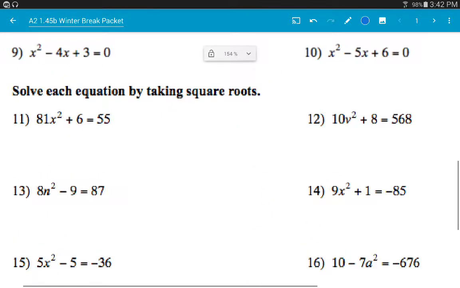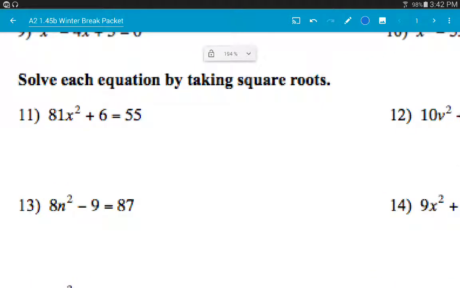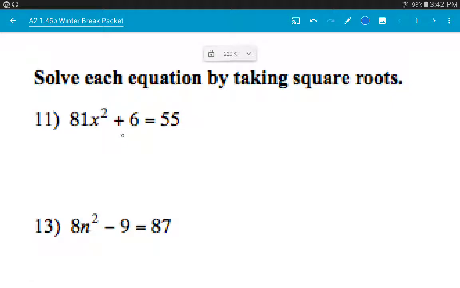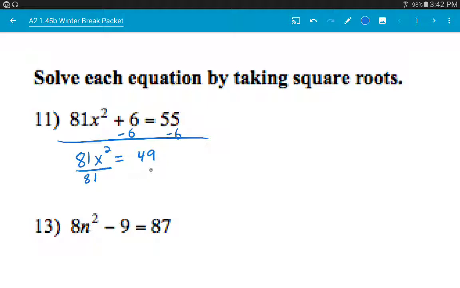The next section, solve each equation by taking square roots. So what we want to do is isolate this so that we can then square root it. So let's isolate it. Minus 6, minus 6. That's going to get me 81x squared is equal to 49. Then let's get rid of the coefficient by dividing by 81. And now I've got that x squared is equal to 49 over 81.